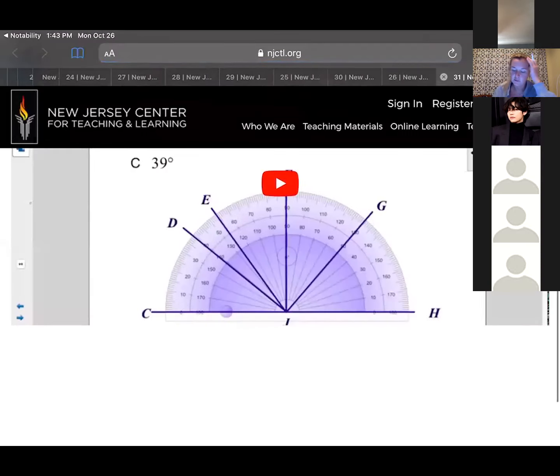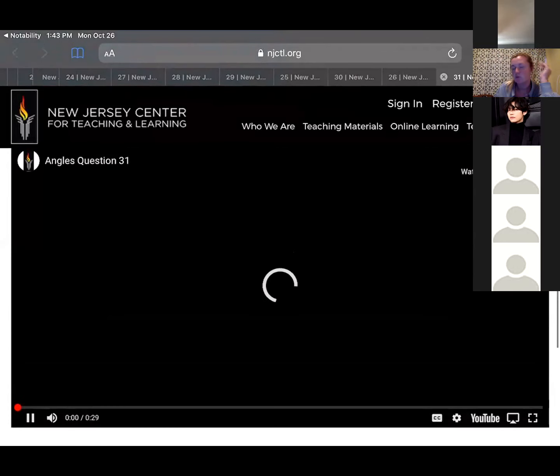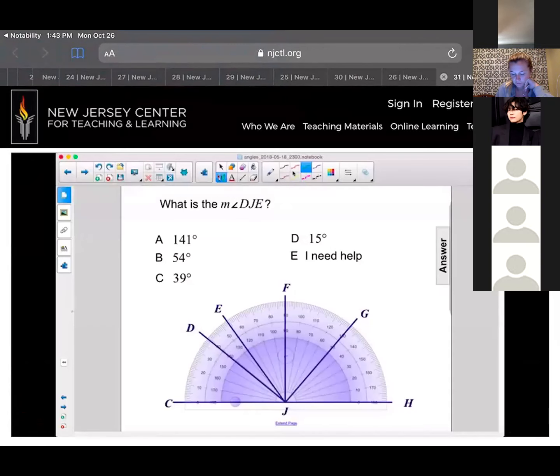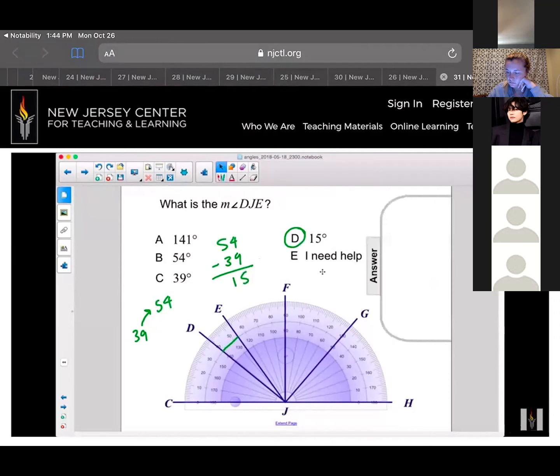And again, all of these you need a protractor to do, which is why we're not actually doing this. What is the measure of angle DJE? So DJE, this angle here. We see that this line starts at 39 and it goes up until 54. So all you do is take 54, subtract 39, and you get 15. So this is 15 degrees here. The answer is D.